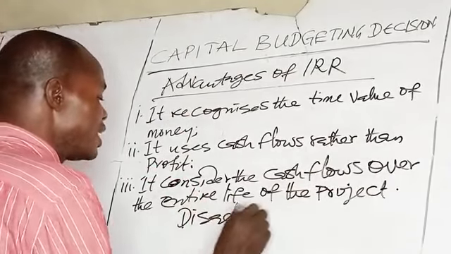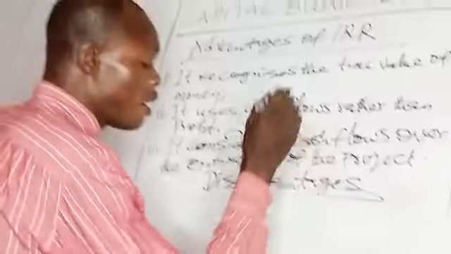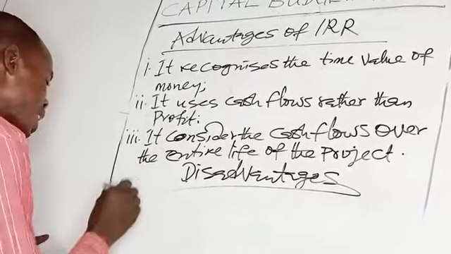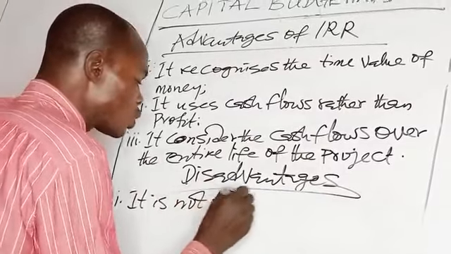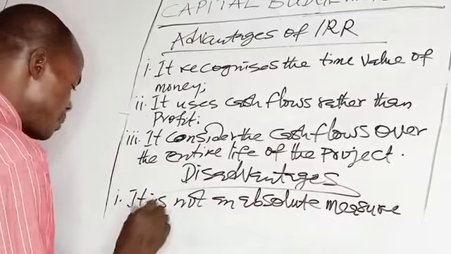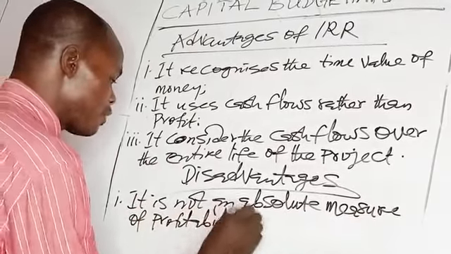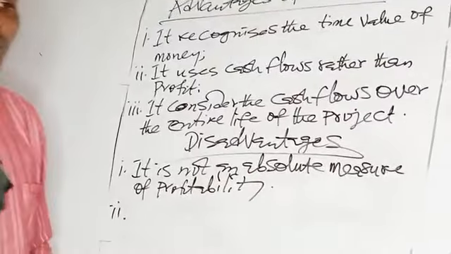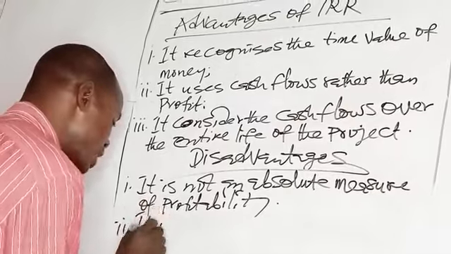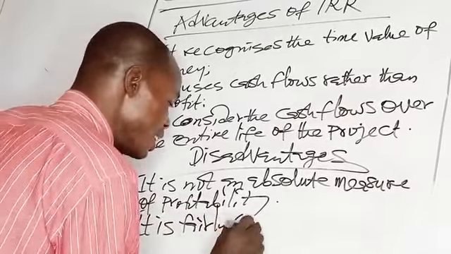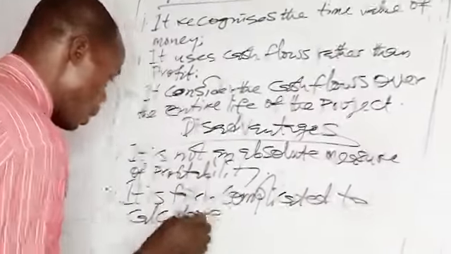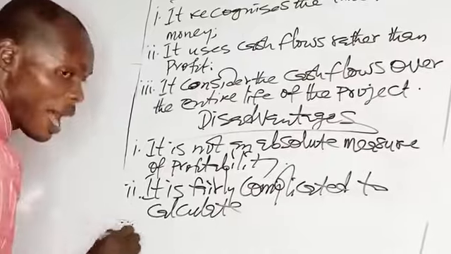What are therefore the disadvantages of IRR? Number one, it is not an absolute measure of profitability. Number two, it is fairly complicated to calculate.